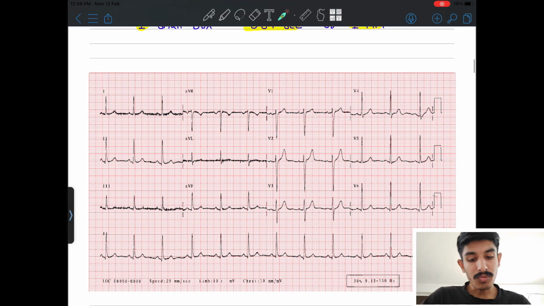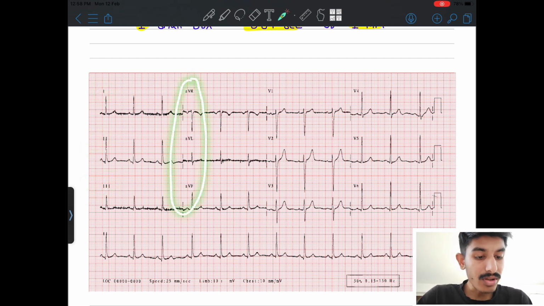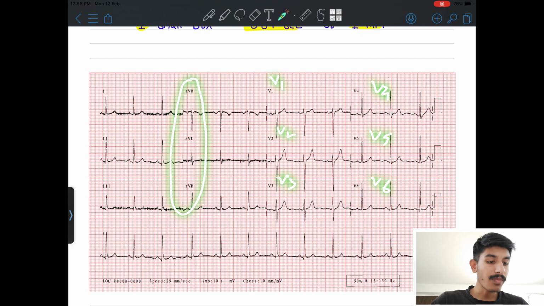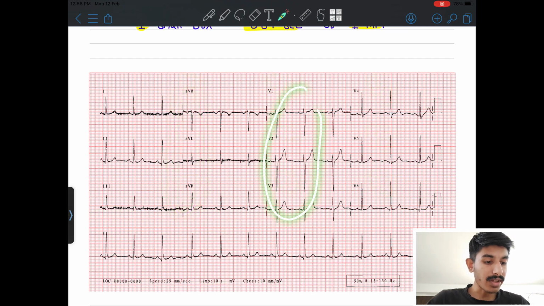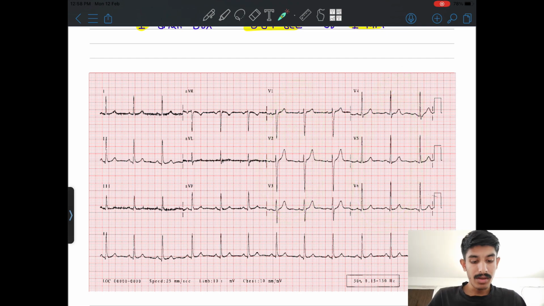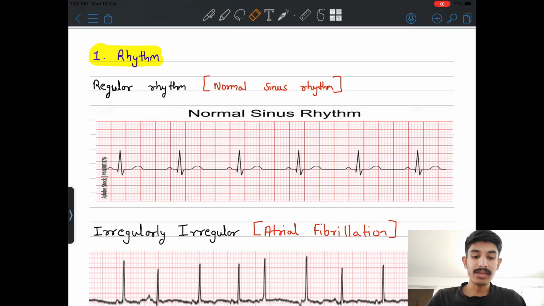This is what your leads look like on ECG paper. First, second, third: these are the limb leads. Then your chest leads V1, V2, V3, V4, V5 and V6. These are opposite to each other, as you can see: these are downward and these are upward. So remember this.